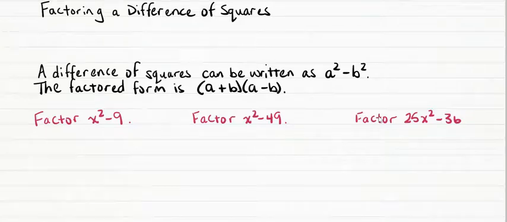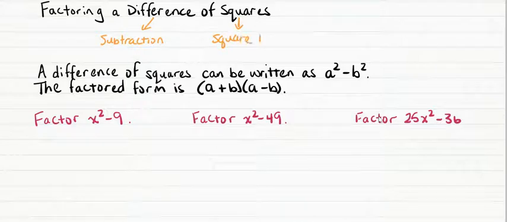This video will talk about how to factor a difference of squares. When we talk about a difference of squares, the word difference in math, we want to think about subtraction, right? A difference in math is the answer to a subtraction question. And a square or a square number in math is a number where its square root is a whole number.